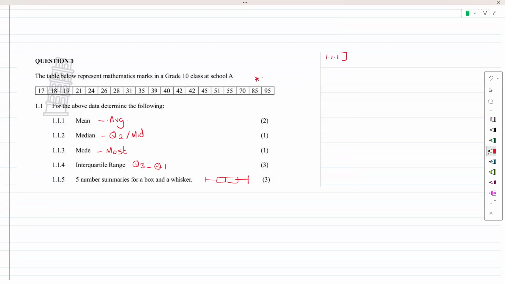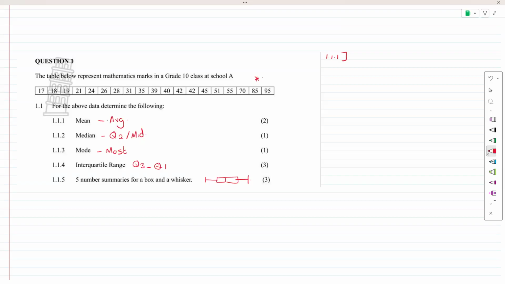It's impossible to do basically anything in stats besides the mean. You can do the mode and you can do the mean if it's not in order, but you're not able to do the median, the interquartile range, the 5-number summary. So make sure it's in order.